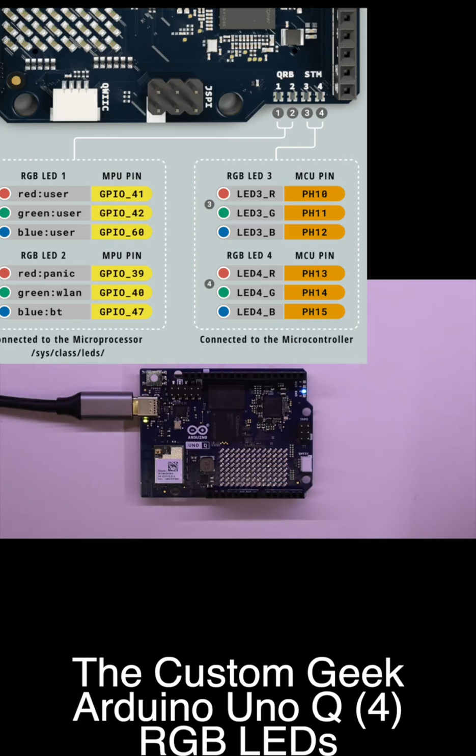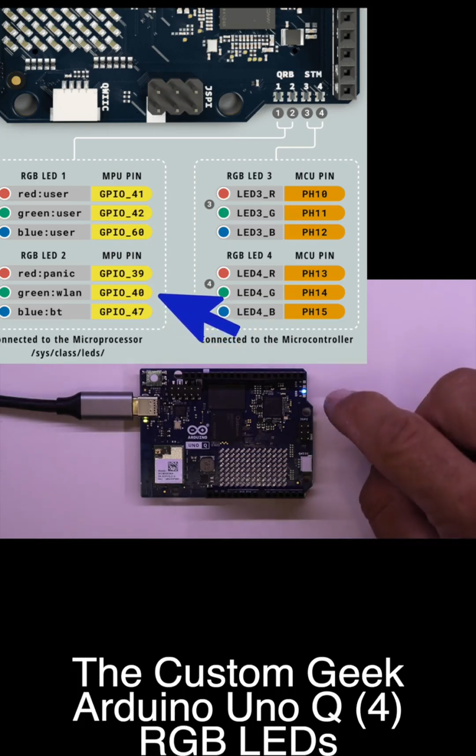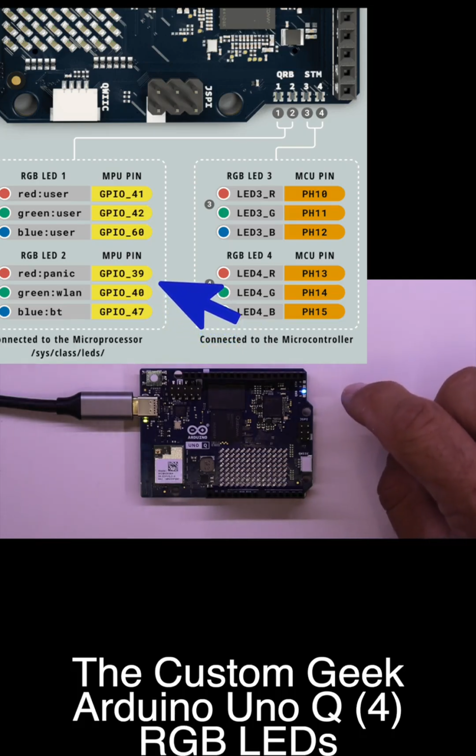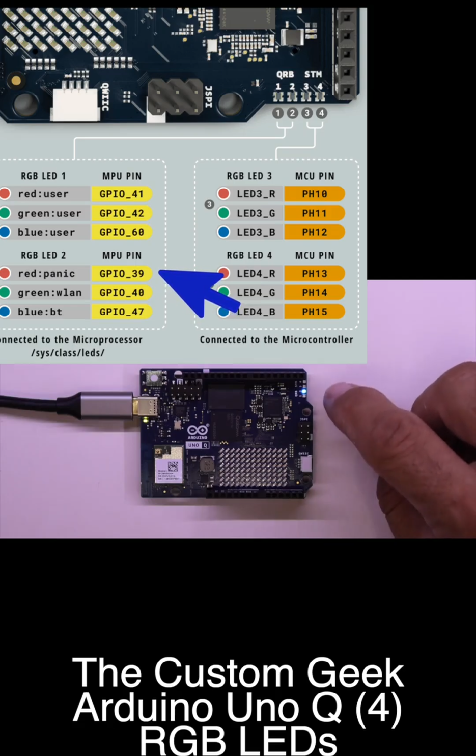And so the blue is for Bluetooth, the green is for the wireless LAN. You see it flicker in here, that's just traffic on the internet. And the red is the panic. Like if it has a kernel panic, it'll throw that red LED on. That's what you do not want to see.